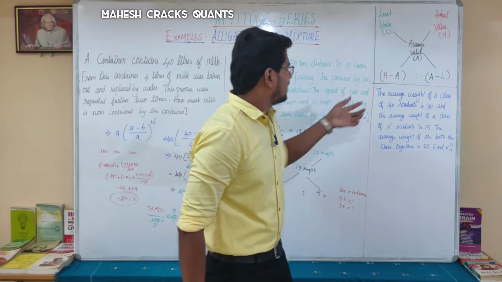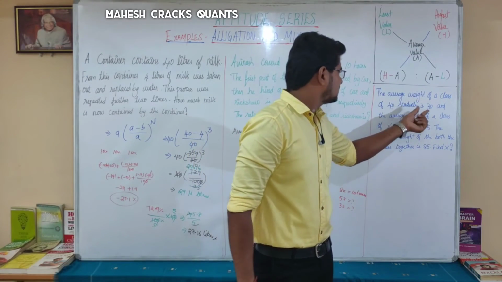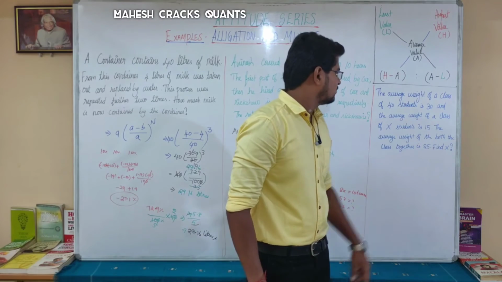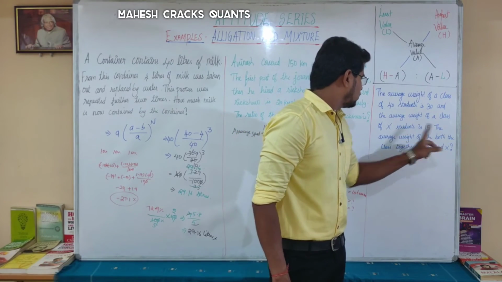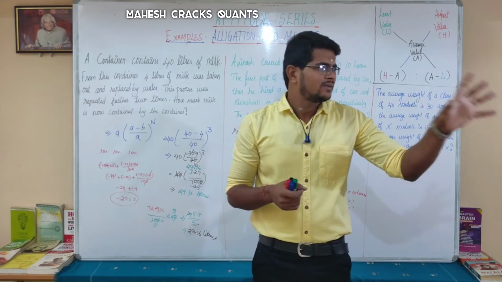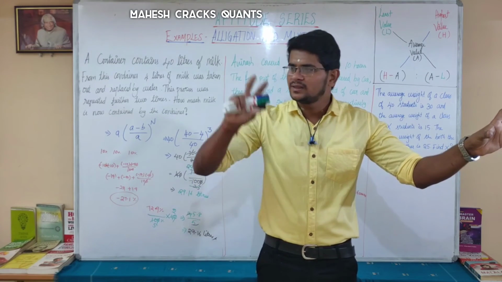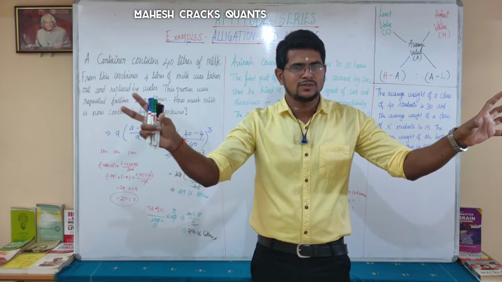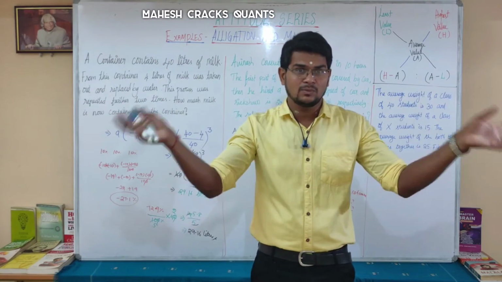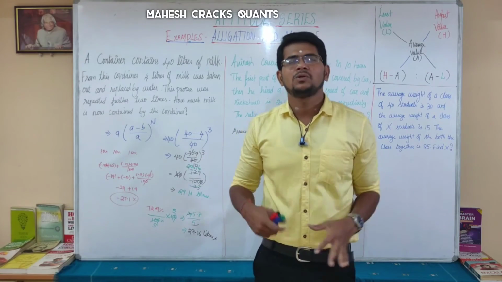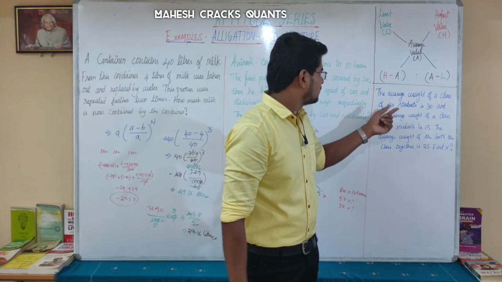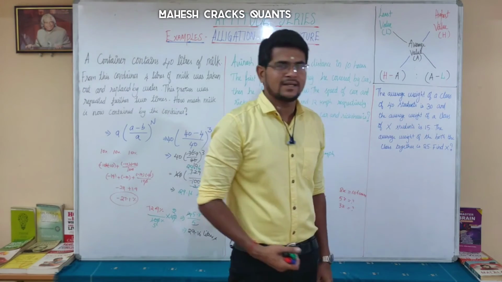Last question. The average weight of a class of 40 students is 30 and the average weight of a class of X students is 15. The average weight of both the classes together is 25. So here the average weight of a certain class is there, the average weight of the other class is also there, and then the average of both together is also there. Then we could find the ratio easily. After that, we have to find the number of students in the second class.